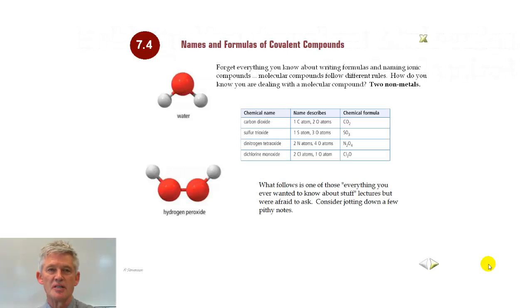To the last section of binary compounds, naming formulas, and all that good stuff. This one, 7.4, is totally different from the rest of them because we are finally moving away from binary compounds. To do this one successfully, you probably should have a lovely little worksheet that looks like this.